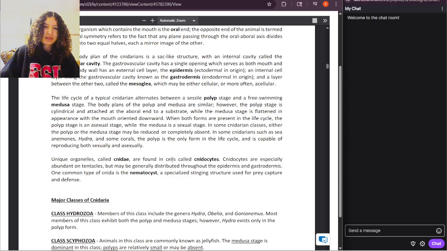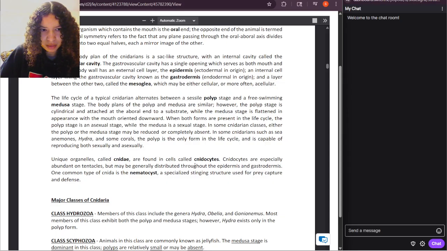Organelles called cnidae are found in cnidocytes. Okay. Cnidocytes have cnidae in them. What is a cnidocyte? They're especially abundant on tentacles, but may be distributed throughout the epidermis and gastrodermis. One type of cnida is a nematocyst. So that's a stinging structure. All right.